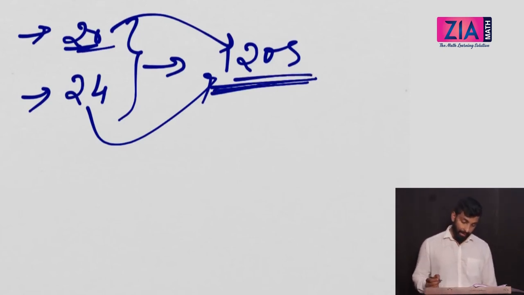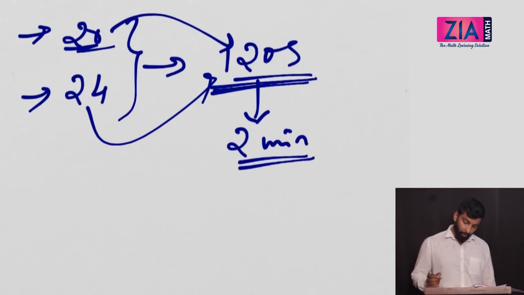So 120 seconds is the answer. How will you get the answer from this? Now you got the answer, but to pick from the options, you need to do some more. That means just take 2 minutes, right? So after every 2 minutes it will blink.